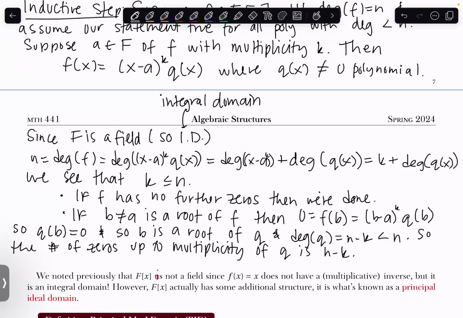Could n minus k be less than or equal to n? So here, in this case, we're saying a is a 0, and so k has to be at least 1, because the multiplicity of a 0 has to be at least 1, or else it doesn't show up as a factor. Right, so because this is at least 1, it is strictly less than n. The number of zeros up to multiplicity of f is now going to be n minus k plus k, or n.